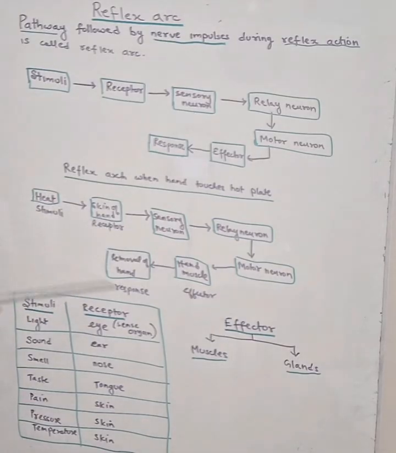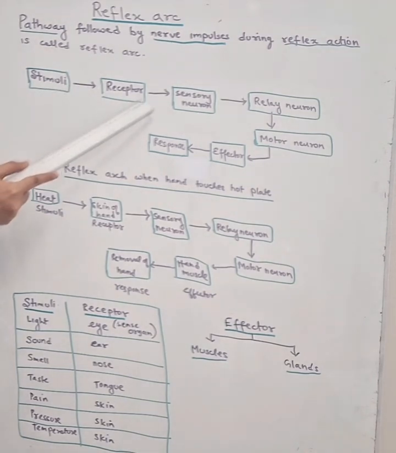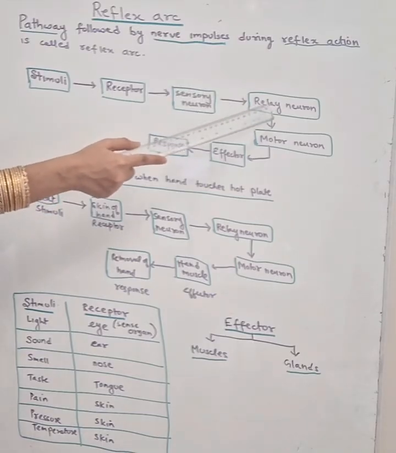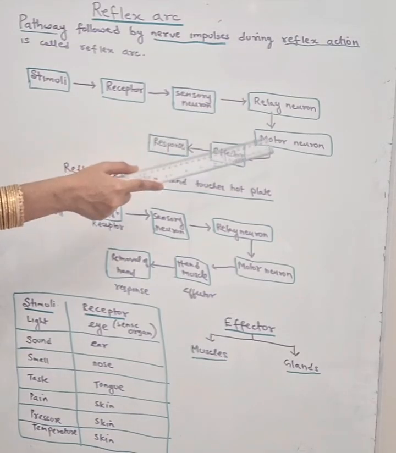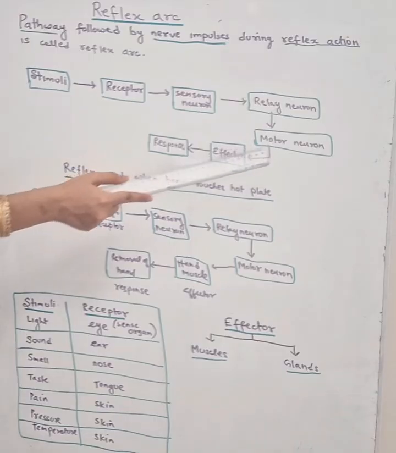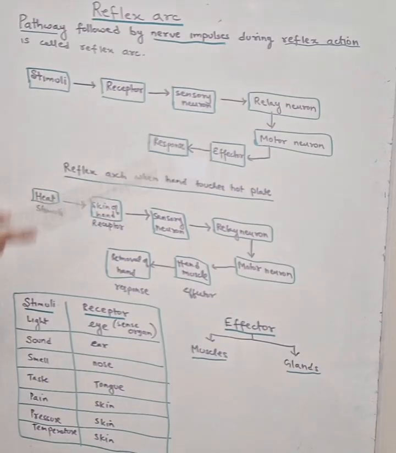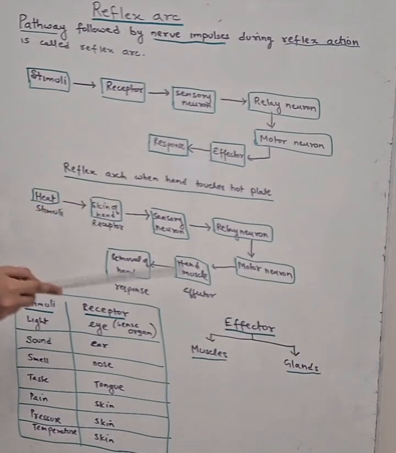So I explained this with the help of the example of a hand touching a hot plate. Now we can generalize this pathway like this. The stimulus is received by the receptor. From the receptor, the sensory neuron carries the impulses to the relay neuron. The relay neuron carries the impulses to the motor neuron. The motor neuron carries the impulses to the effector, and the effector then causes the response to happen.